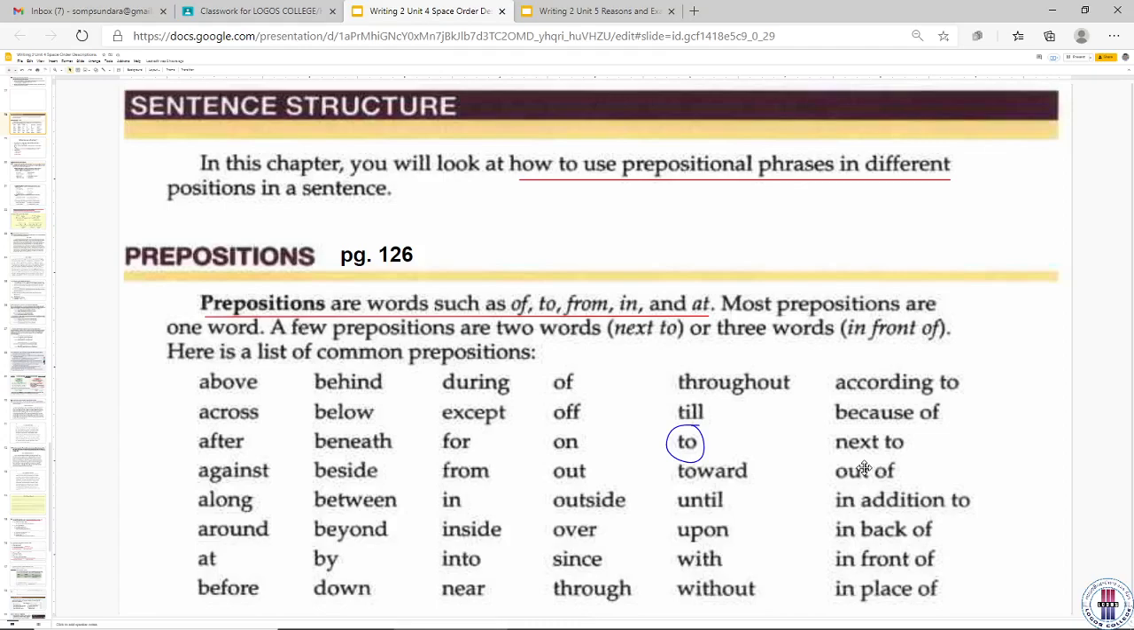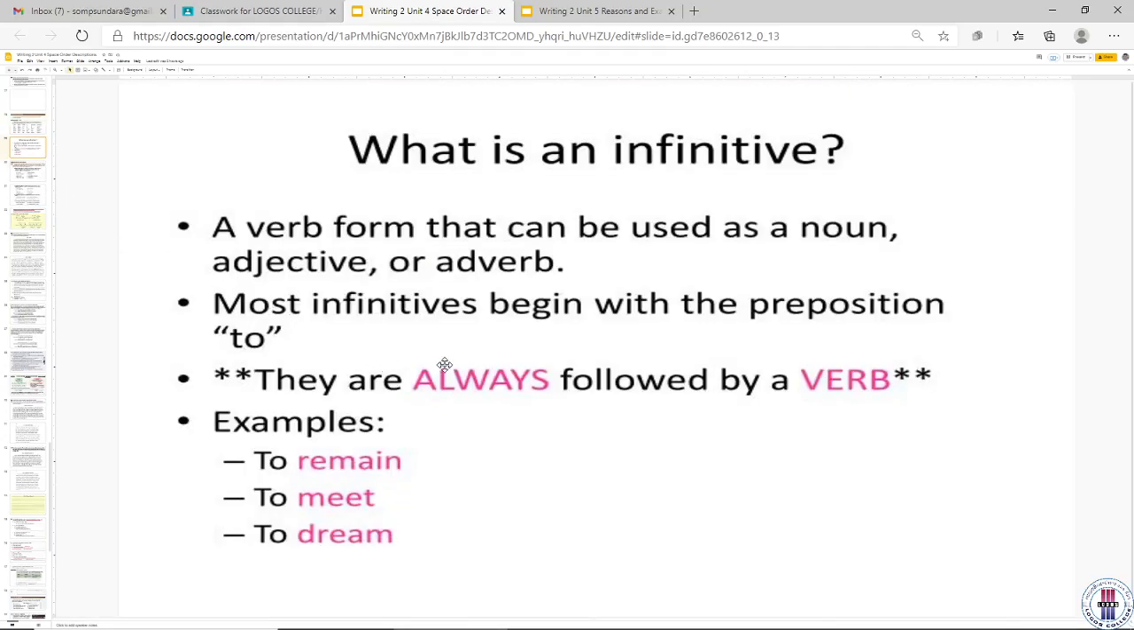2 nouns or 2 pronouns. But the key word here is a noun. I want you to look at this word to. And I circled it for a reason. So to, yes, it is a preposition. But if to is followed by a verb, it becomes an infinitive. All right, again, the word to is followed by a verb. It's known as an infinitive and is no longer a preposition.